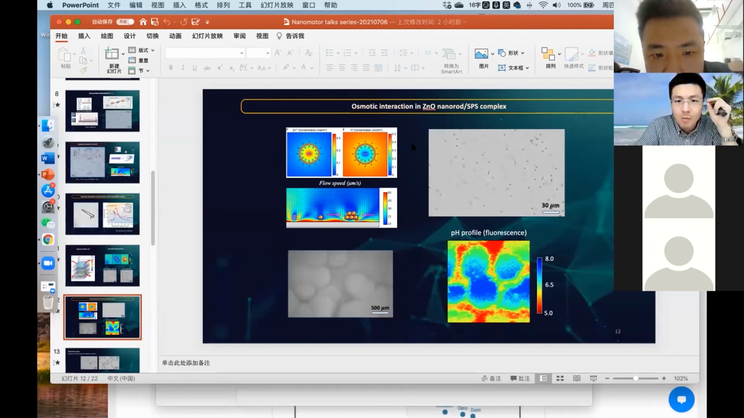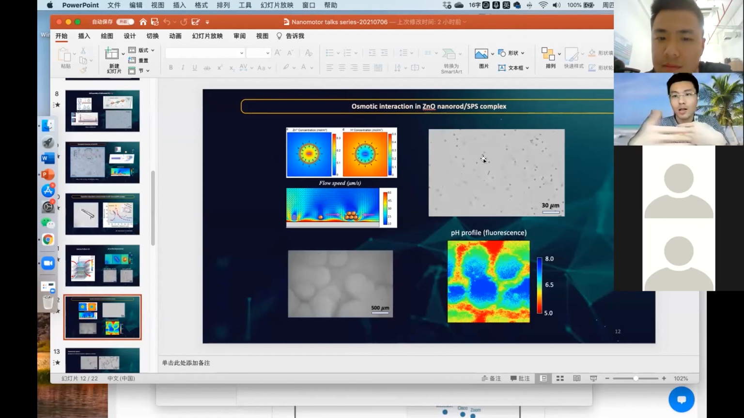We got another question from the chat box. The system does not show this behavior in the bulk, but only close to the surface. I think you mean that the attraction and repulsion interaction is near the glass substrate, right?